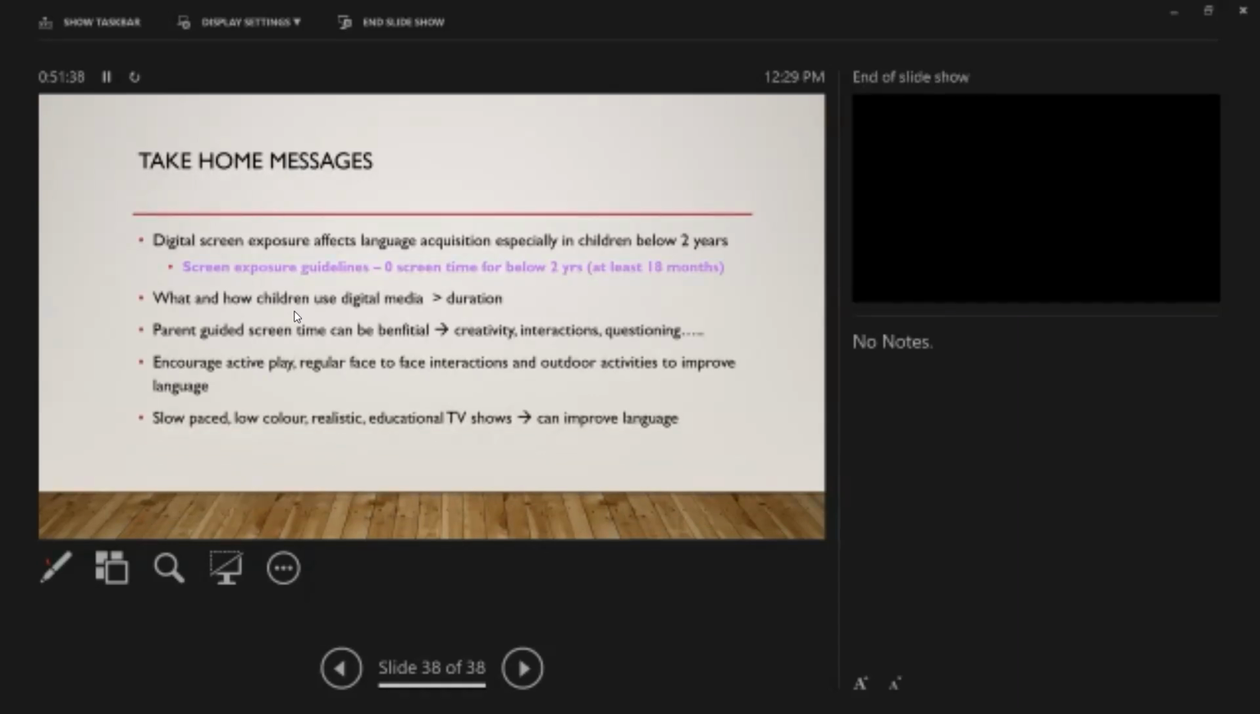Then finally, slow-paced, low-color, realistic, educational TV shows can actually improve a child's language. So it should be slow-paced, low-color, realistic, and educational.